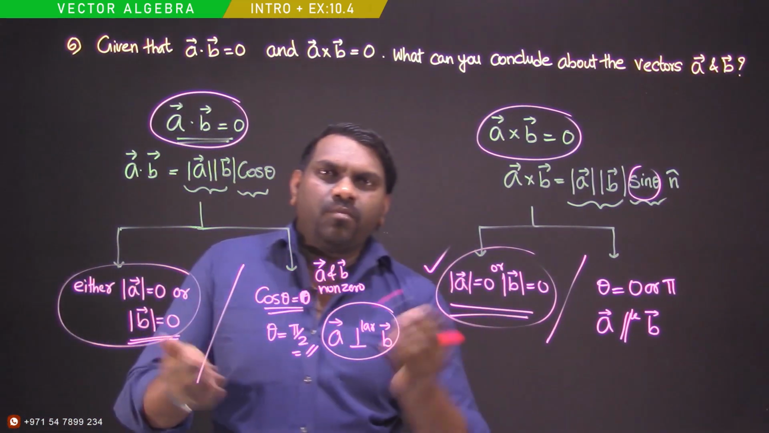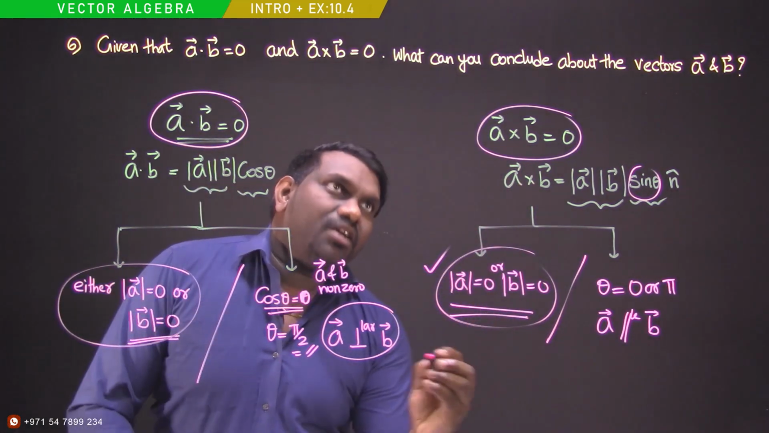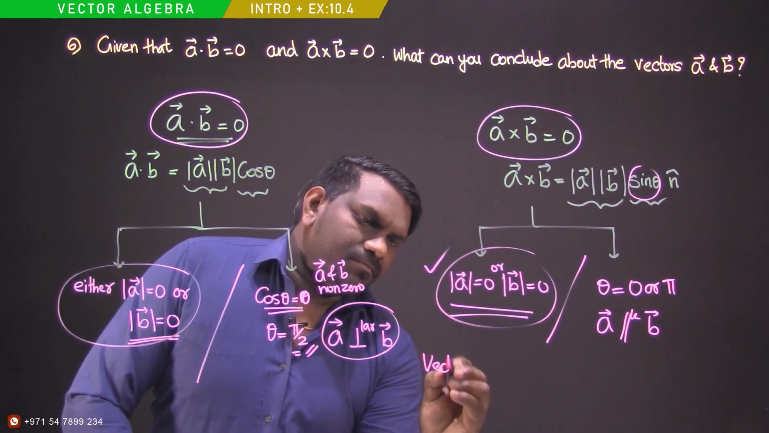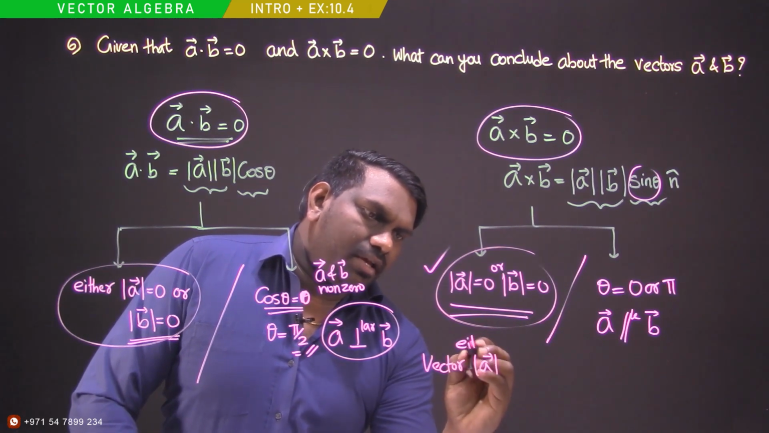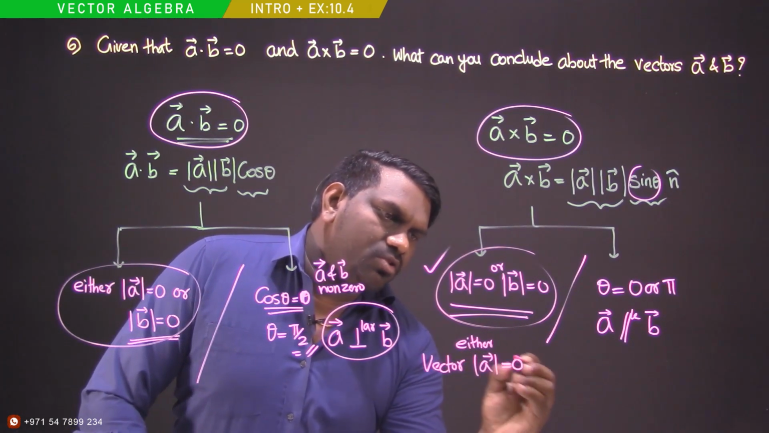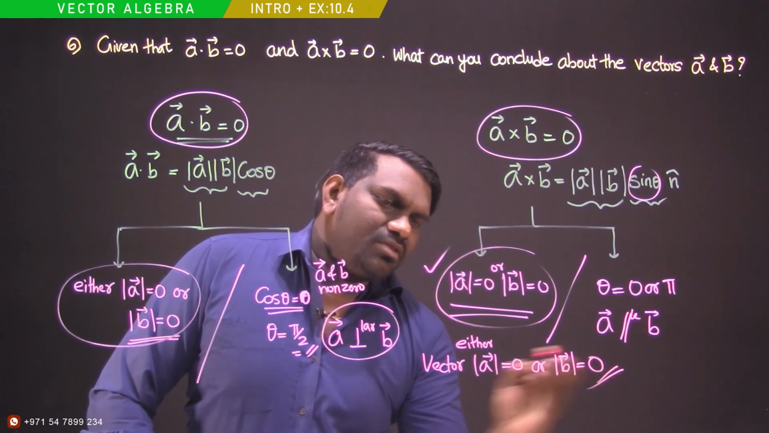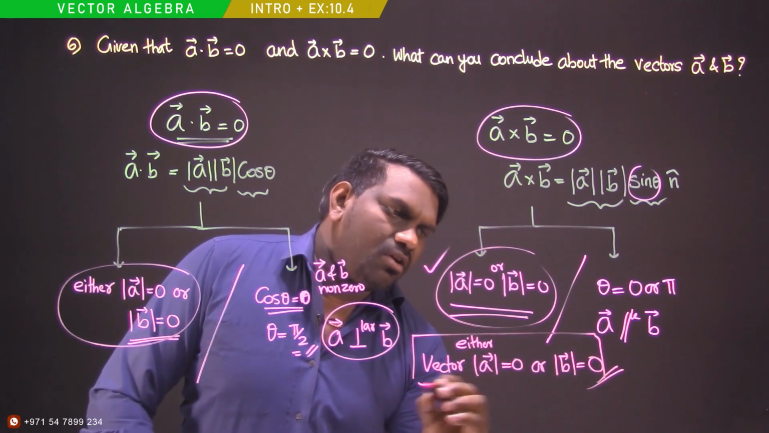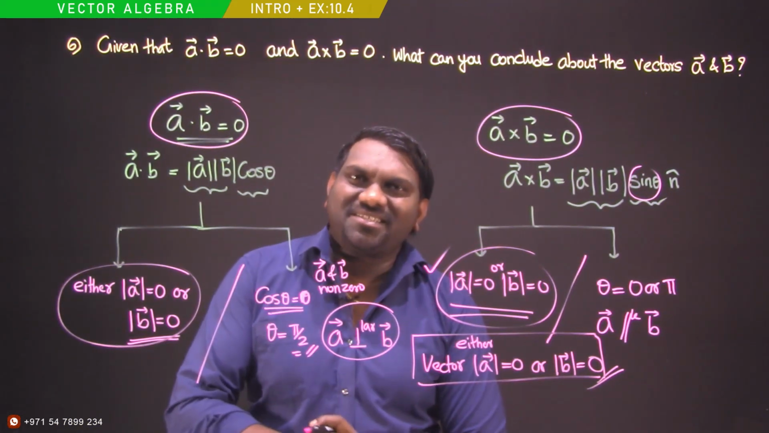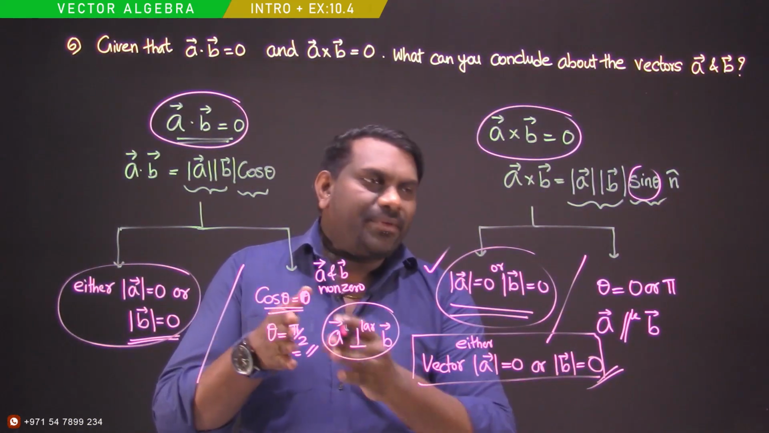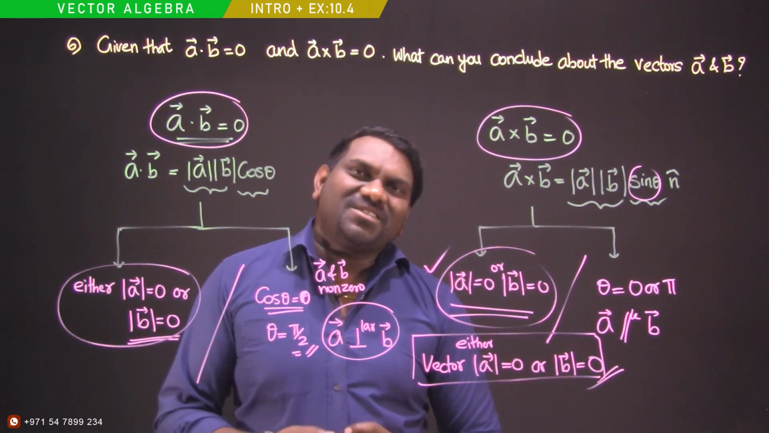Because this is in common for both the criteria, A dot B and A cross B. So we can conclude that either modulus of vector A is equal to 0 or modulus of vector B is equal to 0. This is what you can conclude, and this is in common. The other things are just one perpendicular and one parallel, so I cannot say in common. So this is the one. Fine, that was the answer for the 6th question.